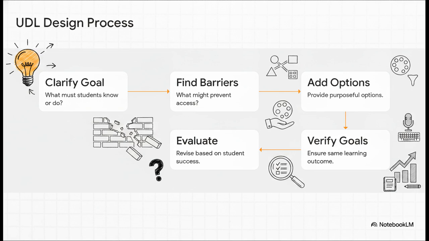First, clarify the essential learning goal. What exactly must students know or do? Second, identify the likely barriers. What might prevent a perfectly capable student from showing you they know it? Third, select purposeful flexibility. Maybe an option for representation or a structured choice in how they express themselves. Fourth, check alignment. Does this new option still require the student to meet that rigorous original goal? And finally, evaluate and revise based on how the students actually perform. By walking through these steps, we make sure that every single piece of flexibility we introduce is purposefully tied to getting students safely and effectively to our rigorous academic destination.